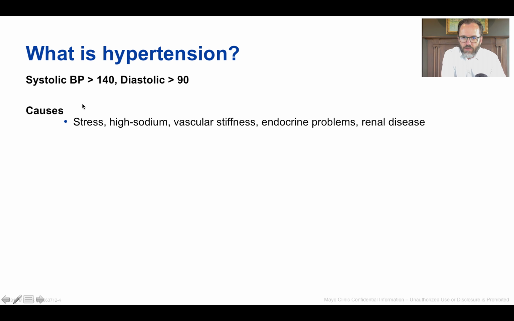And the causes of hypertension can be multifactorial, but we know that certainly it can be caused by increases in stress. High sodium consumption is a major contributor in Western societies. Increases in vascular stiffness with increasing age. Certainly endocrine problems can be a substantial problem, as well as renal disease. So if you are having fluid imbalance issues or potentially hyperactivation of the renin-angiotensin system secondary to renal disease, that can be a major driver of hypertension.